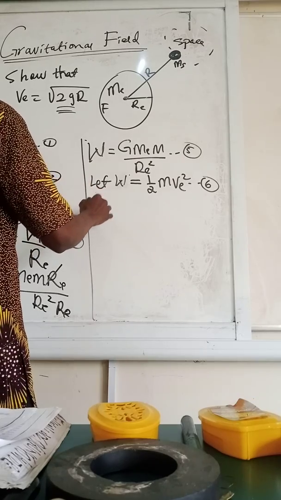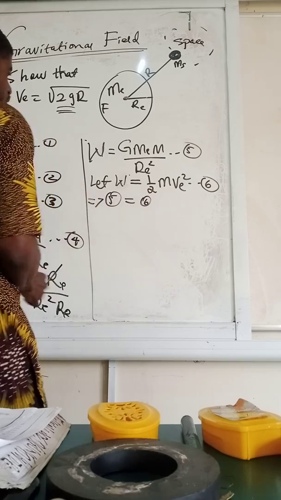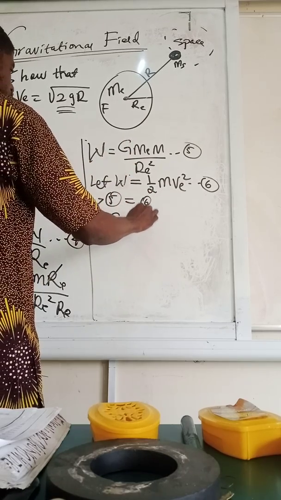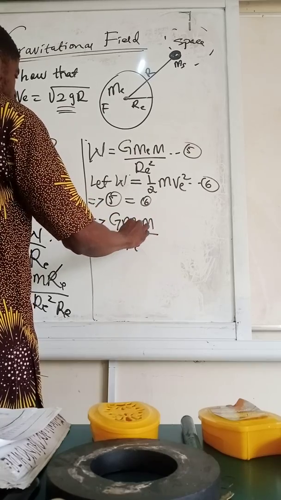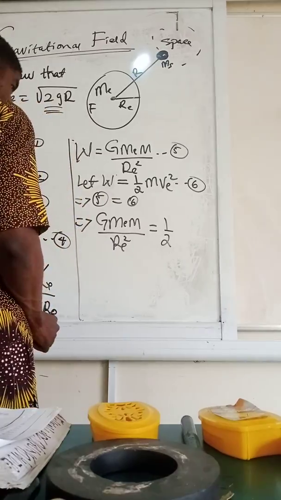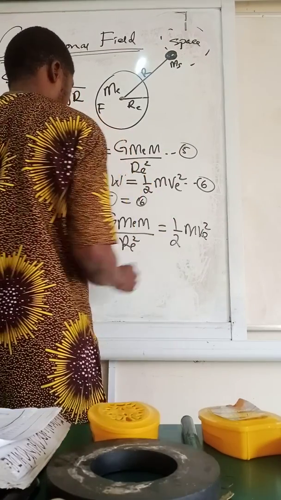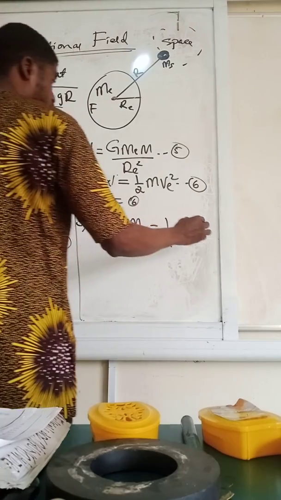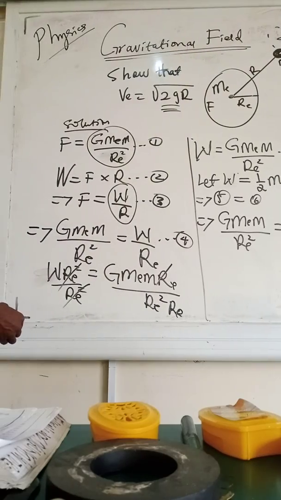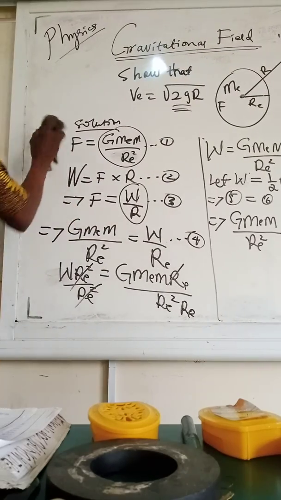So it implies that equation 5 is equal to equation number 6. So this implies that G M E M over RE squared is equal to half m VE squared. You can call this equation number 7. So we can clean this side to continue with the solution.